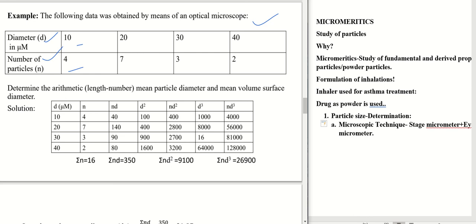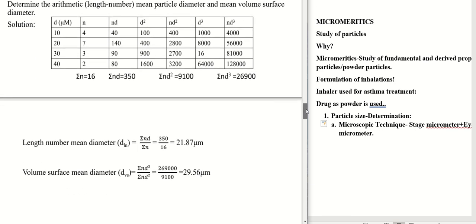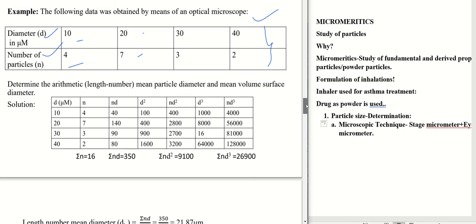There are 7, similarly there are 7 particles having 20 micrometer diameter, like that. So we will be getting a series of data. Now how can we analyze this data and get the mean particle diameter or the mean volume surface diameter? Here we need to make a tabular column like this: the diameter d, and the number of particles n.